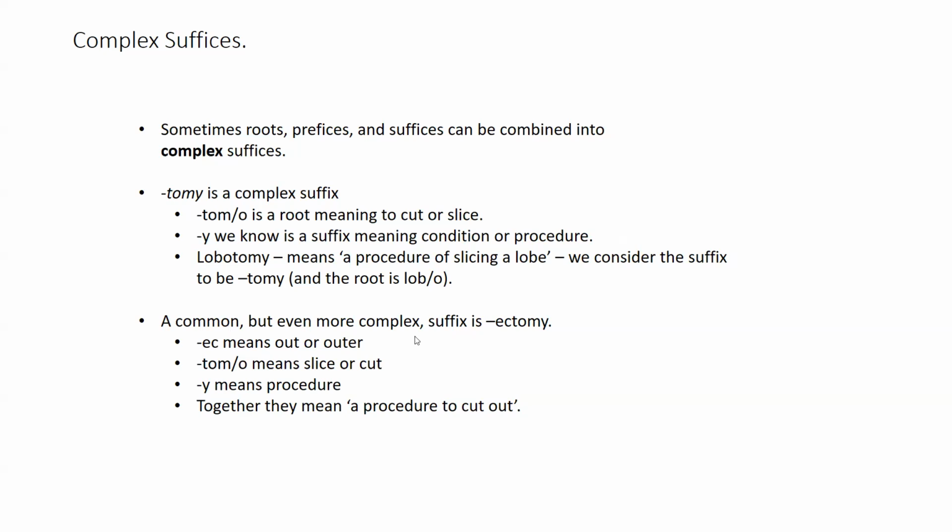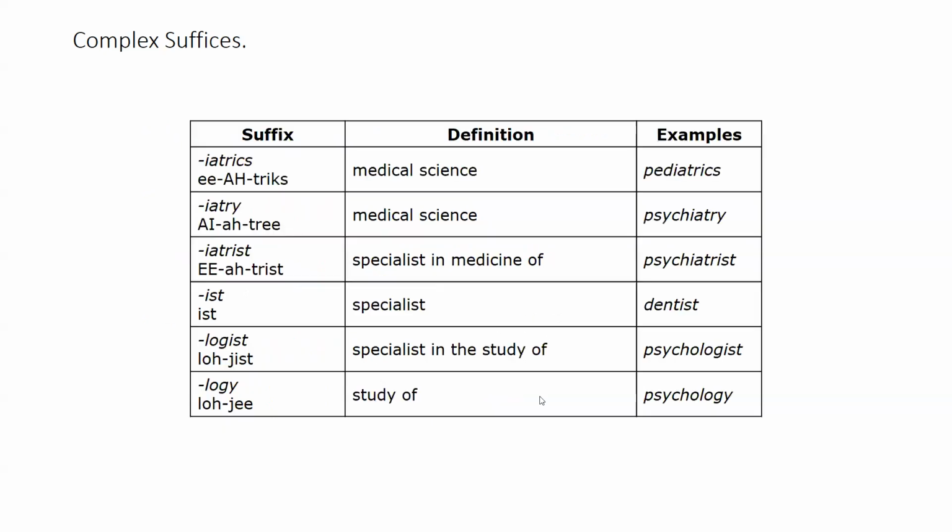A common but even more complex suffix is -ectomy. So we already see that -tomy can be even more complex and can be combined with ek. Ek means out or outer, and tome, as we saw, means to slice or cut, and -y means a procedure. So this is a procedure to cut out.